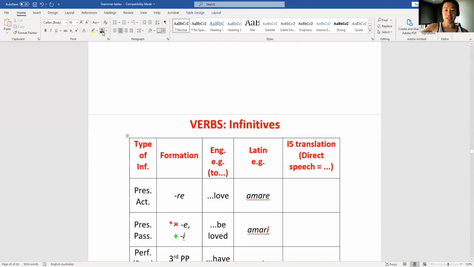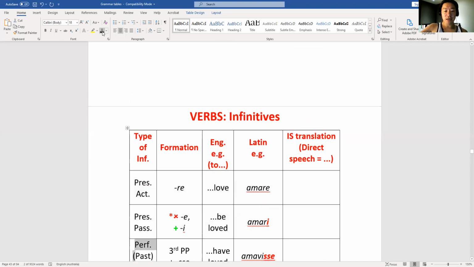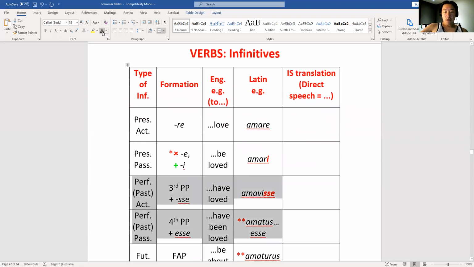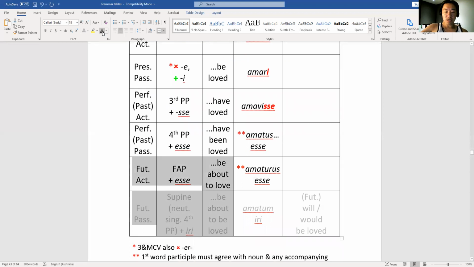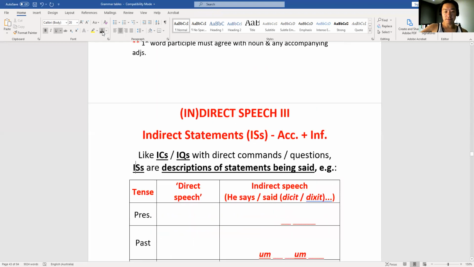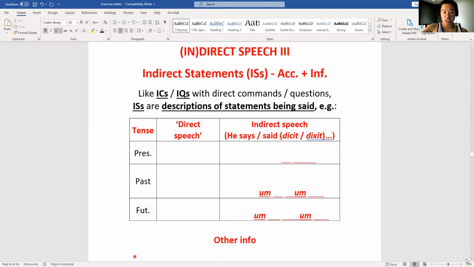So obviously, if something is in the present tense, I am a good boy, when you make it indirect, it's going to be a present infinitive. If you say, I have gone to many countries before, you're going to use a perfect infinitive. If you're going to say, I will go to school tomorrow, you're going to use a future infinitive. So just to give examples for each time frame. So present, direct speech.